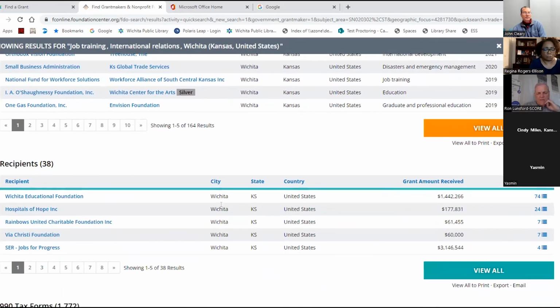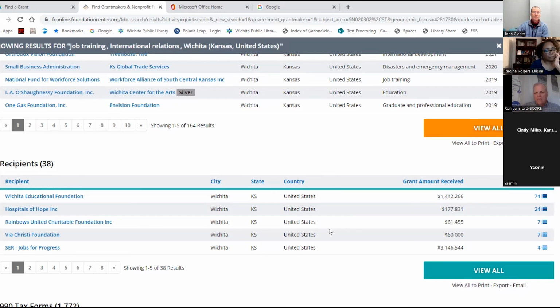And then these are the recipients: Wichita Educational Foundation, Hospitals of Hope, Rainbows United, Via Christi Foundation, SCR Jobs for Progress. What I also might mention is if you already have an existing nonprofit, you can put in the name of your nonprofit here in the database and see who has funded you in the past. I recommend this to new nonprofit directors if they're not familiar with the history of their organization and who has funded them in the past.